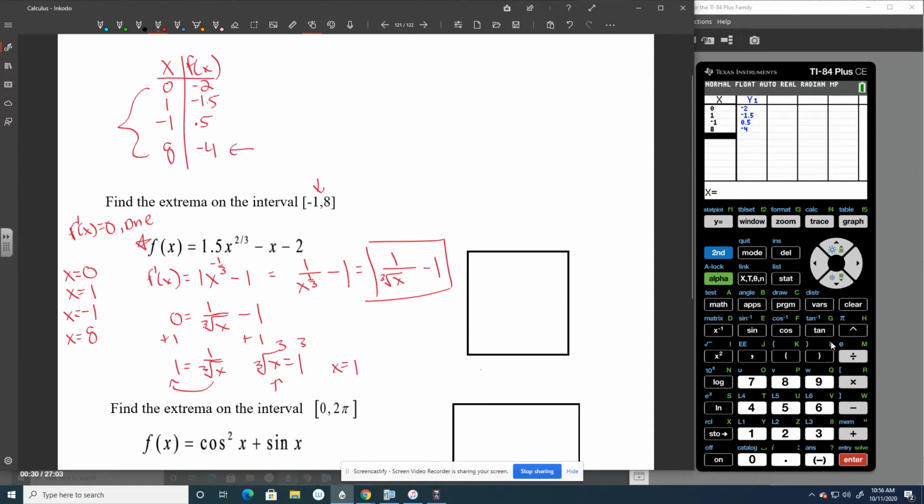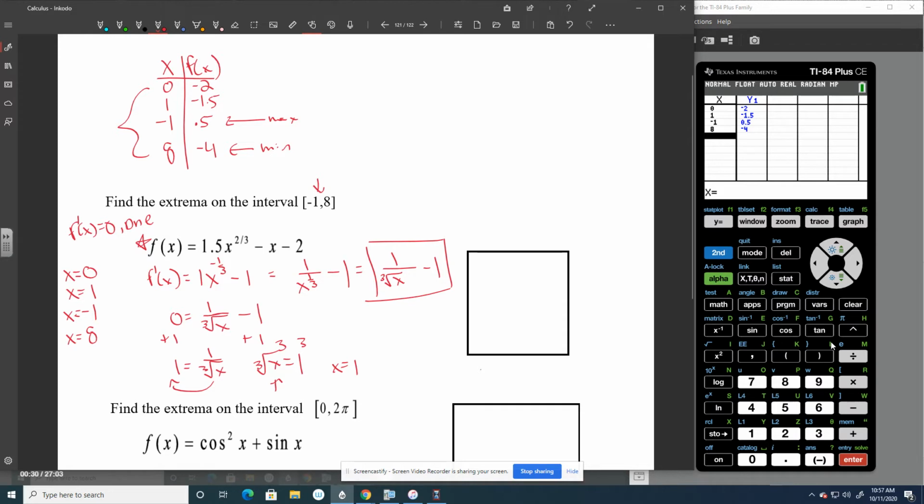So -4 is my minimum. That's my smallest number. And 0.5 is my maximum. So my minimum and my maximum are actually happening at my endpoints. They're not happening in between. They're actually happening at those endpoints.